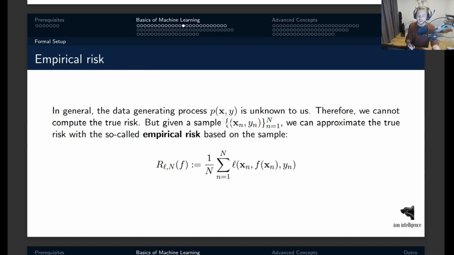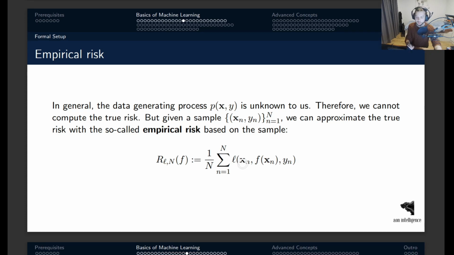But what we have is a finite sample of inputs and outputs. So we can approximate the true risk with the so-called empirical risk. And this is based on the sample. So it's a weighted average of the empirical loss that we observe, right? Because we have the inputs available. In training situations, we have the labels also available, the outputs. And of course, we have our predictions. And then we can calculate the loss for each observation, add them up, and divide by the number of observations that we have.